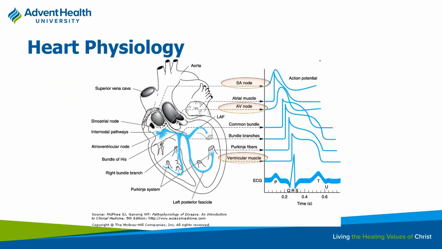Again, here's another picture just kind of showing you that. Remember looking at the SA node and the AV node. Again, those are leaky cells because that's how they have the automaticity, right? So they have some degree of inward leak of sodium, and then once they get to a certain point, that's where they open up and allow calcium to come in and trigger off the action potential that eventually leads to the atrial and ventricular contractions, right?